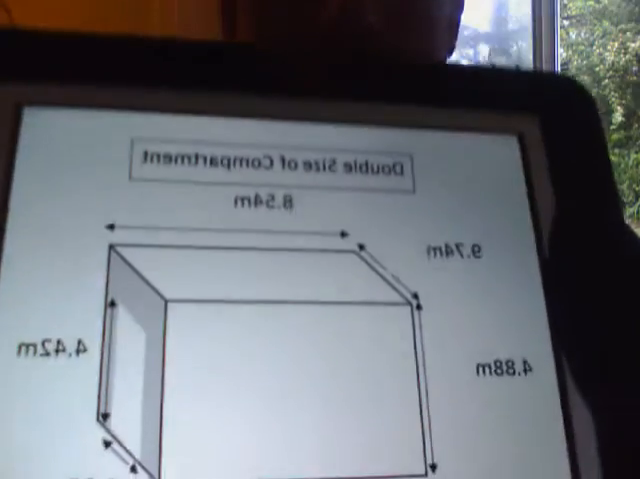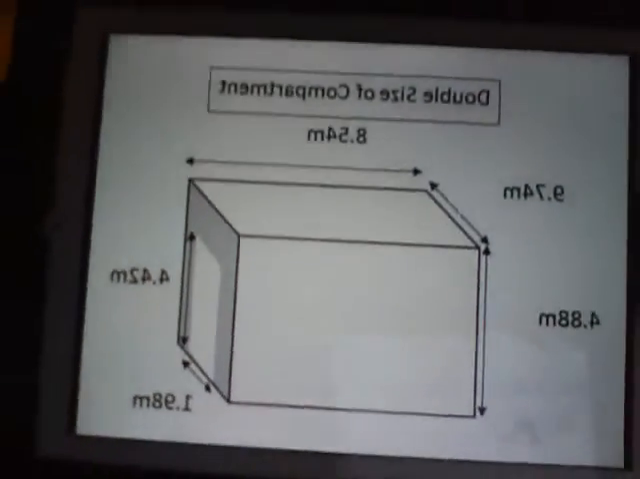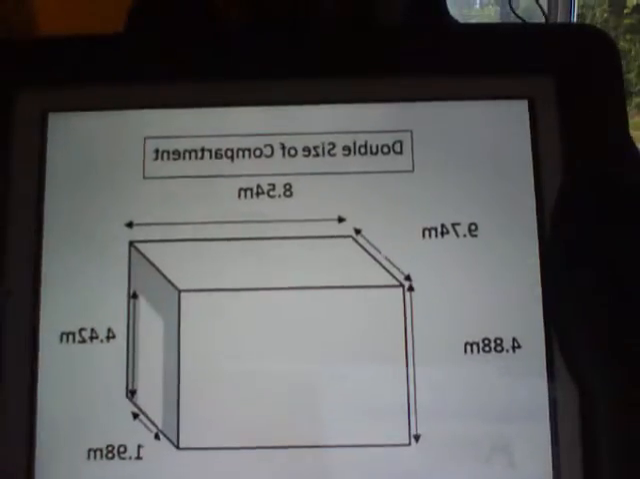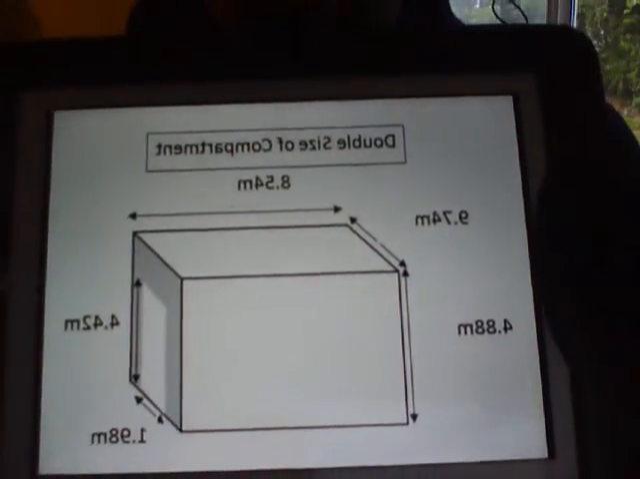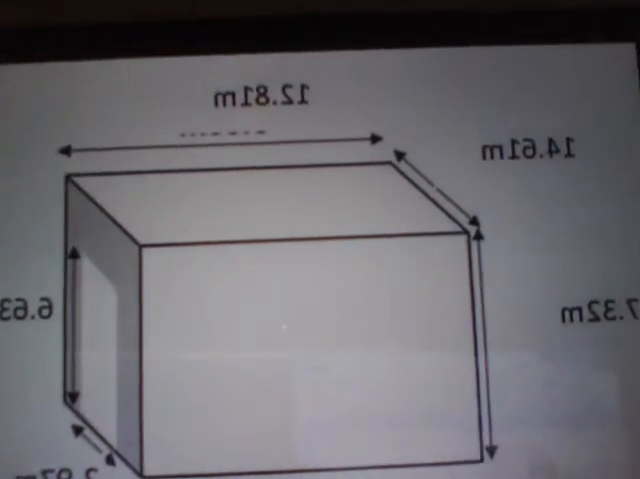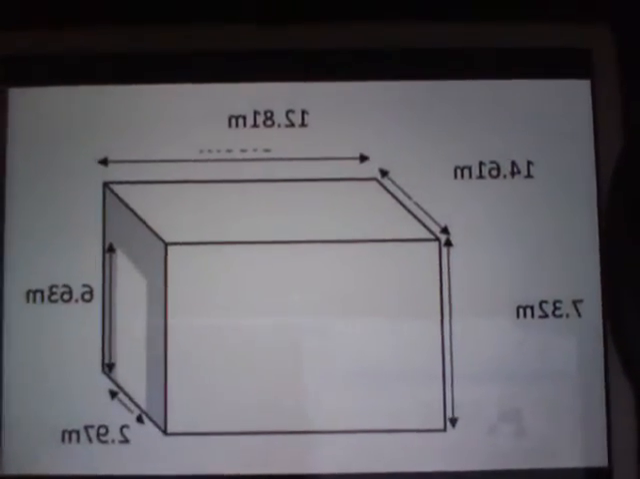What I did that was a little different, as you'll see on the iPad here, is instead of just doubling the total area of the compartment, I chose to double the actual size of the compartment, which gave us double the height, double the width, double the depth, and double the ventilation opening. I also did the same with triple, as you can see here. Same difference, just tripling each individual dimension as opposed to just tripling the total area of the compartment.